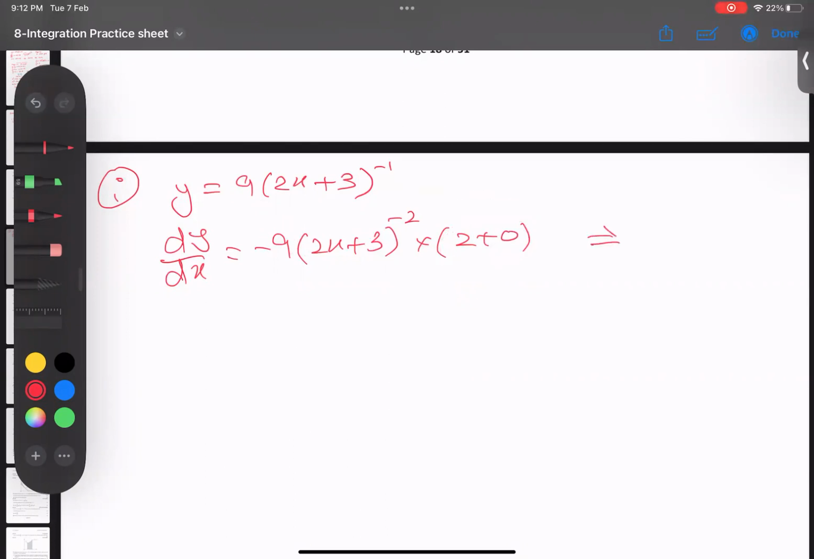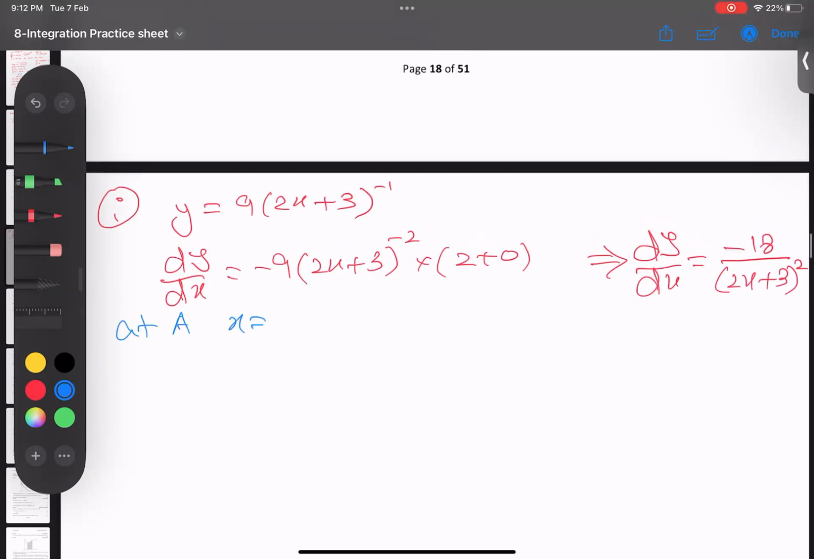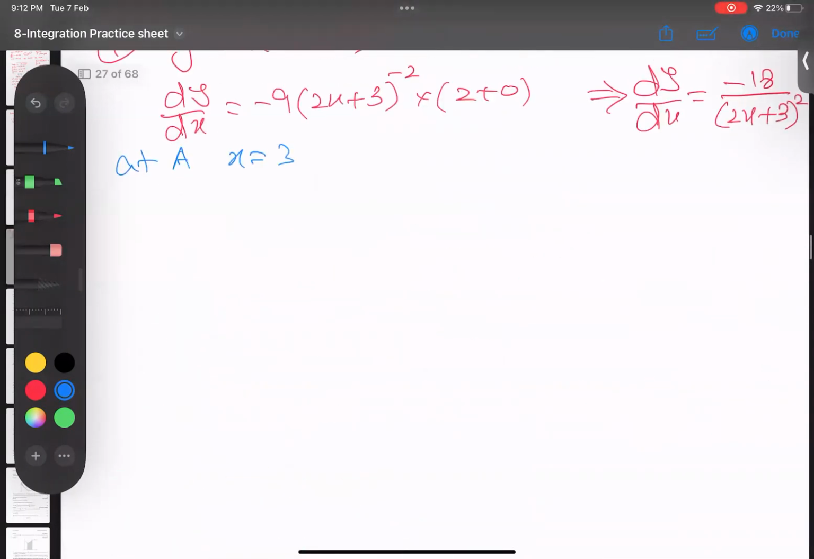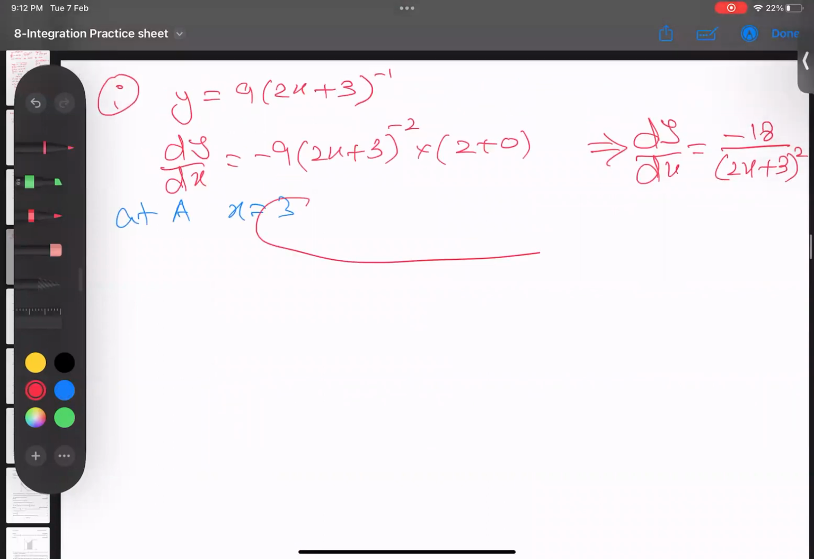And I will simplify. How to simplify? This is important, but not compulsory. Minus 18, the power is negative 2. If I bring it into the denominator, the power sign will be positive. Now I say that at A, the x value is 3, and I am going to plug in the 3. This will give me the gradient of the tangent by default.